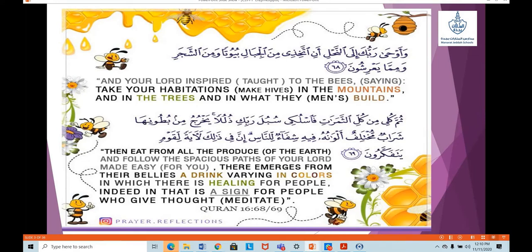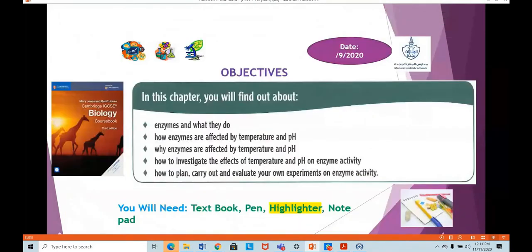Alright, it has been mentioned in the Quran about this drink which varies in colors, from golden to dark brown, in which there is healing for people, and indeed in that is a sign for people who give thought. So if we are followers of the Quran and Sunnah, we can include foods like honey, the black seed, and cinnamon in our diet, which improve our immune system. Especially honey, it is very good for curing various illnesses. Subhanallah.